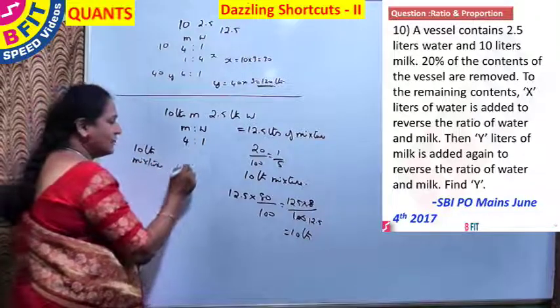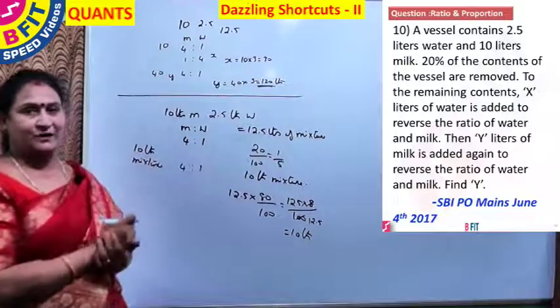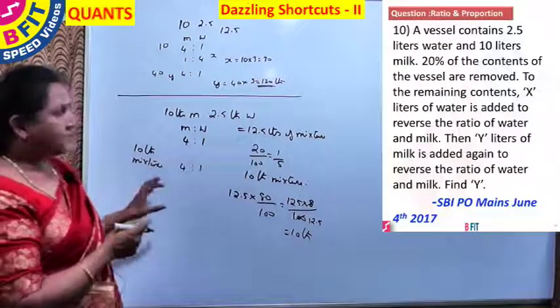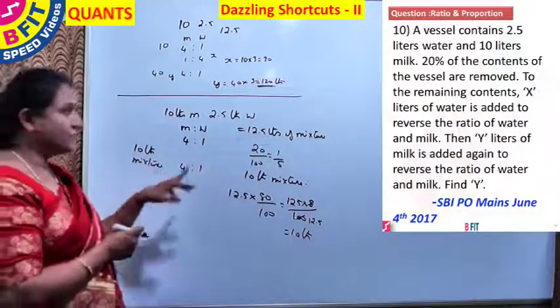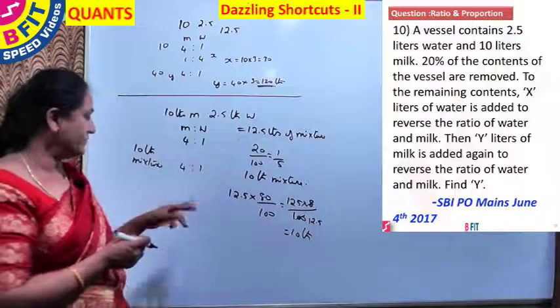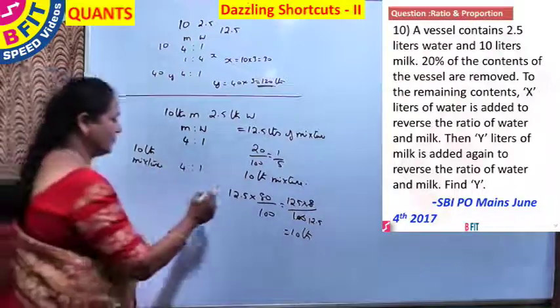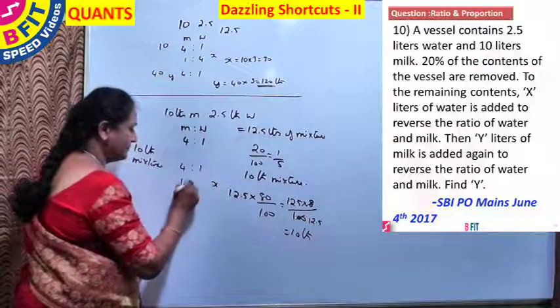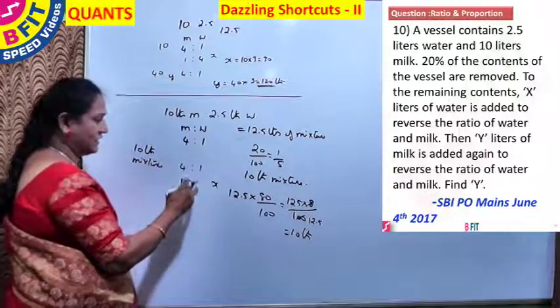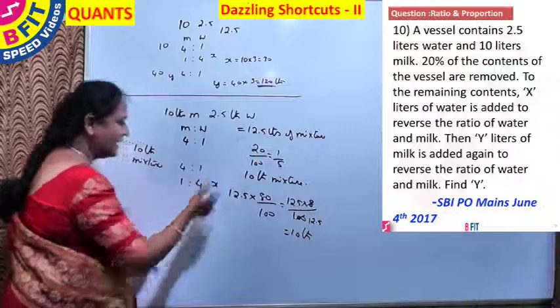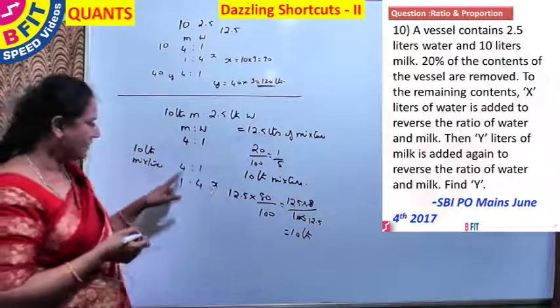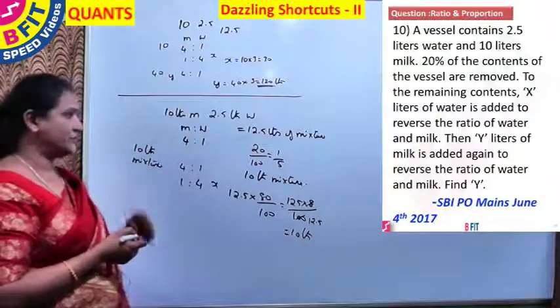So where the ratio of milk and water is the same, 4:1. Now adding X liters of water, the ratio is reversed. They have given the ratio as reverse, so it will become 1:4. As water I have written on the right hand side, writing X on this right hand side, 4:1 has been reversed to 1:4.